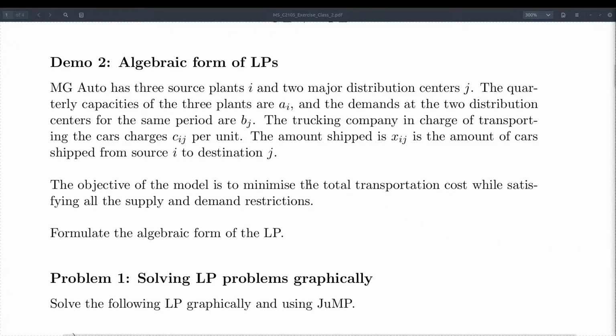In the second demo problem, we must algebraically form a linear program from the following verbal description. In this problem, an auto company wants to minimize their transportation cost for cars from production plants to distribution centers while satisfying supply and demand restrictions.